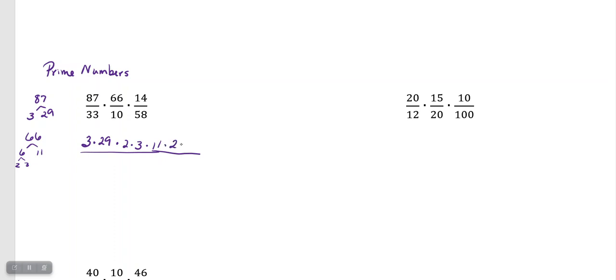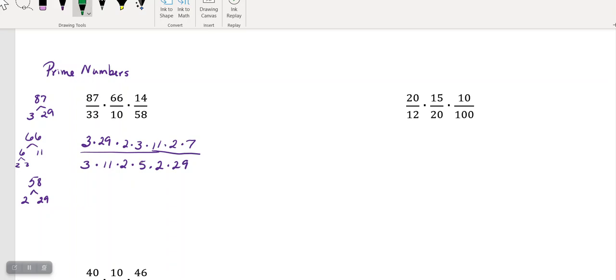14 is 2 and 7, and then I'm going to come across the denominator. 33 is 3 and 11, 10 is 2 and 5, and 58 is even, so I'm going to divide it by 2. So when I break 58 down, I get 2 and 29. Now this is an easy thing about primes because we can see it. Everything's down to prime numbers, nothing reduces any further.